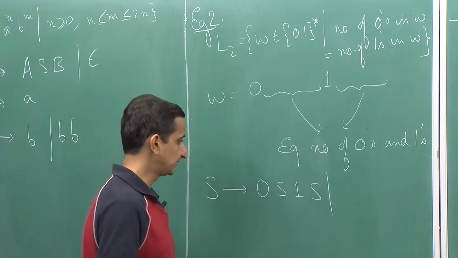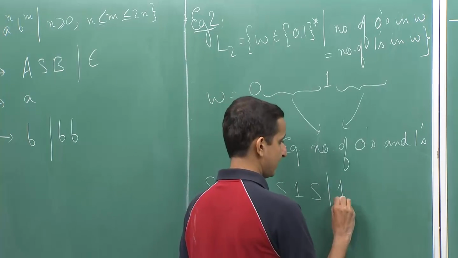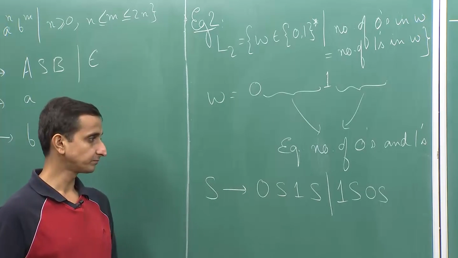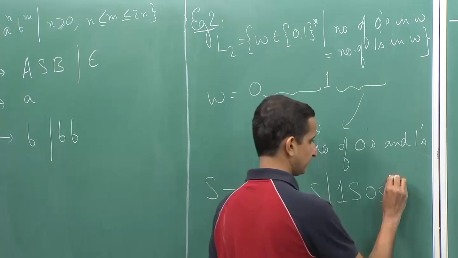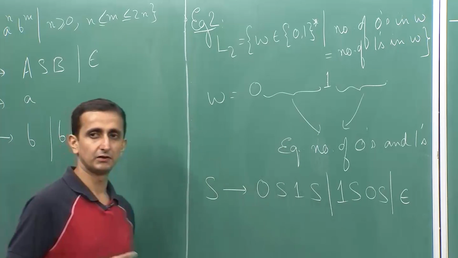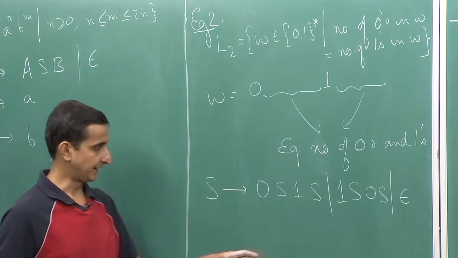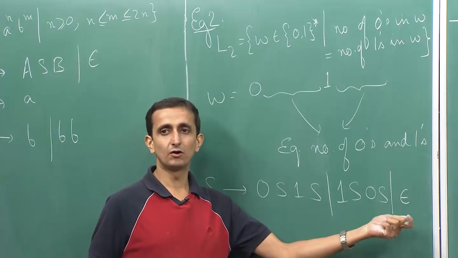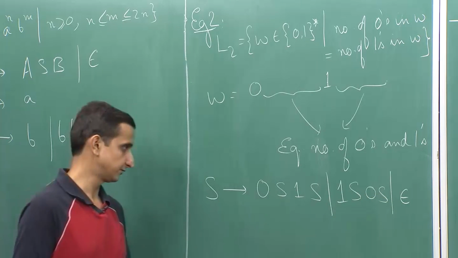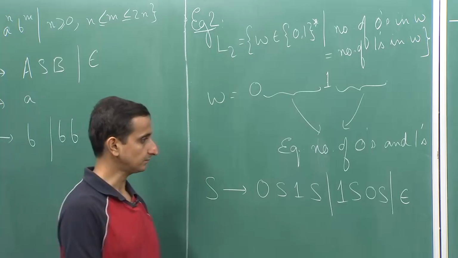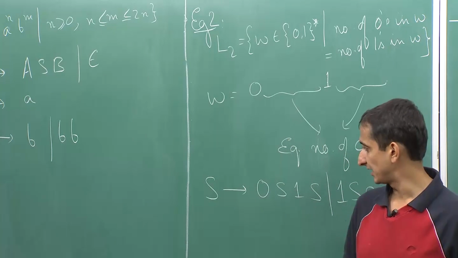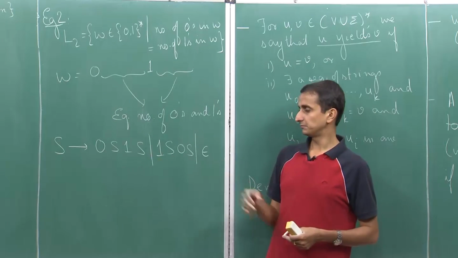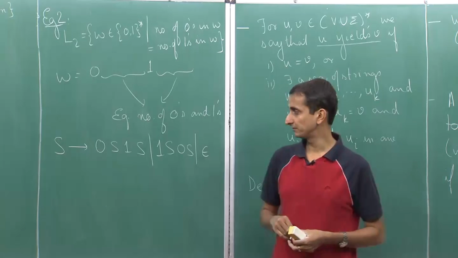I also have the case when the string starts with a 1. So, I will have 1 S 0 S, okay, and I have the empty string epsilon, because by definition this string does not have any 0 or 1, which means that it has 0 number of zeros and 0 number of ones which are equal. Okay. So, this is essentially the grammar. So, this grammar has only one variable S, it has 2 terminals and it has 3 production rules. Okay.